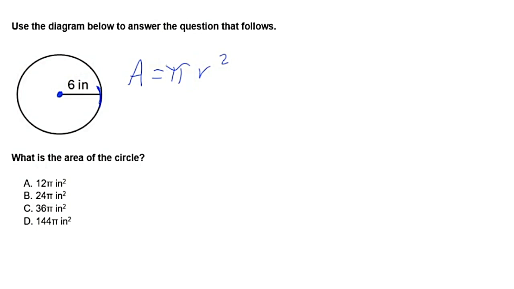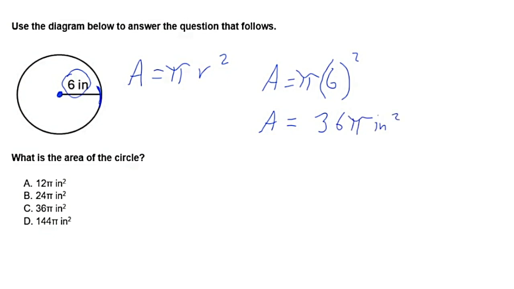All right, so knowing that we already have the radius measurement of this circle, it's right here, 6 inches, we really have all the information we need to solve this problem. So if the area equals pi times the radius, which we know is 6 squared, all we need to do is find 6 squared, so the area is 36 times pi inches squared. So the answer is C, 36 pi inches squared.